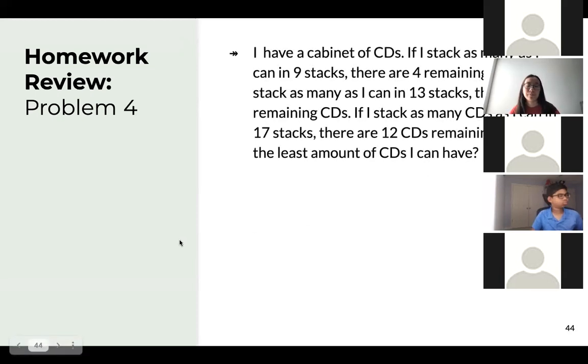Okay, problem 4. I have a cabinet of CDs, and if I stack as many as I can in 9 stacks, there are 4 remaining CDs. And if I stack as many as I can in 13 stacks, there are 8 remaining CDs. If I stack as many CDs as I can in 17 stacks, there are 12 CDs remaining. So what is the least amount of CDs I can have? This is similar to the other one, but maybe a little bit harder to see the pattern.